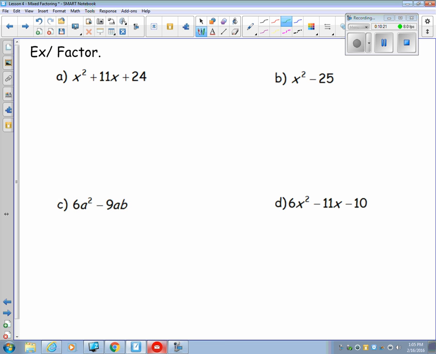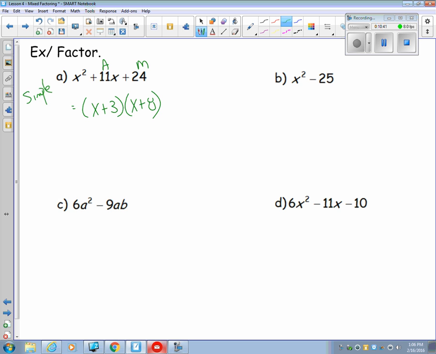All right, first one. There's no common factors. There's 3 terms. The thing in front, just an old x squared. This is a simple trinomial. I'm looking for numbers that add to 11 and multiply to 24. Numbers that do that: x plus 3, x plus 8.